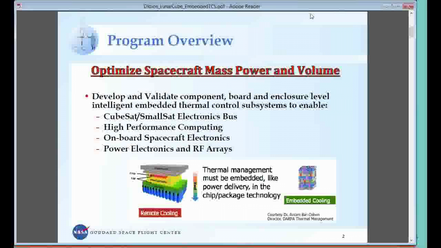But what we're looking at doing is we develop and validate component, board, and enclosure level hardware. Basically, we're headed towards electronics here for the applications that are shown here. What we're looking at is the idea that thermal management is going to be embedded in the system. I think I made the point yesterday that we have mass. Stuff has to be at mass. Doesn't mean the mass can do one thing. It can be structure as well as hold our thermal control system and some intelligence if we really eat our Wheaties, and we'll talk about that later as well.